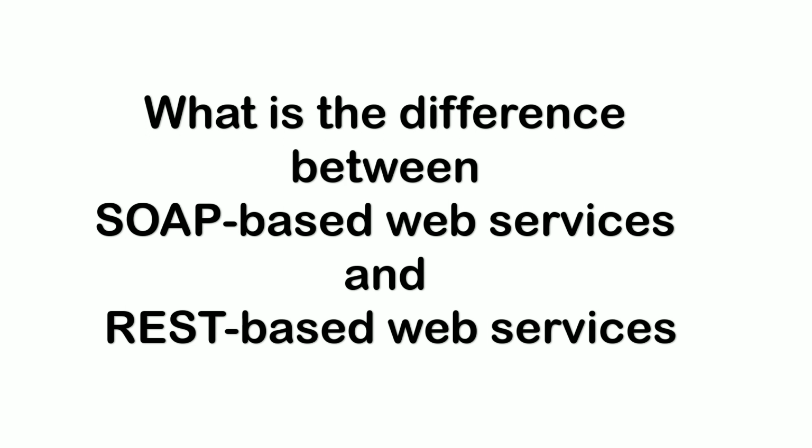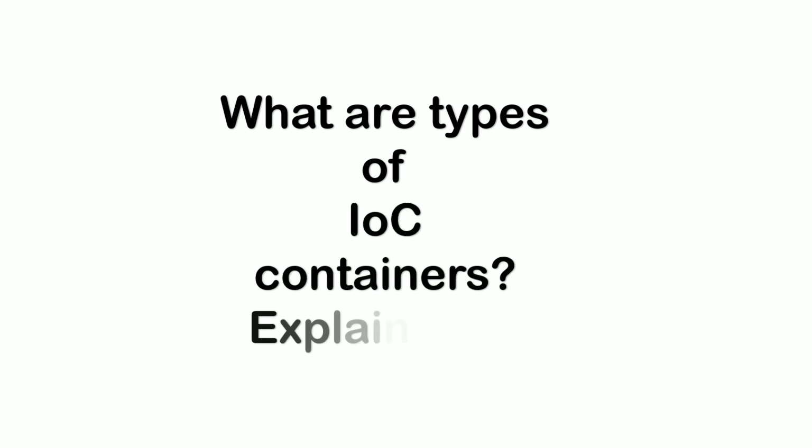Then the next question was what are the different types of IOC containers, explain them. So basically, there are two types of IOC containers in Spring. One is Bean Factory, and another is application context.